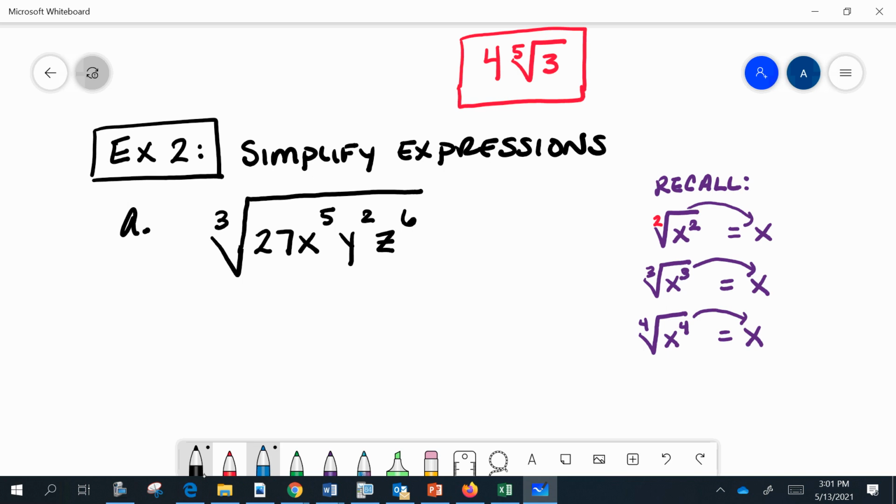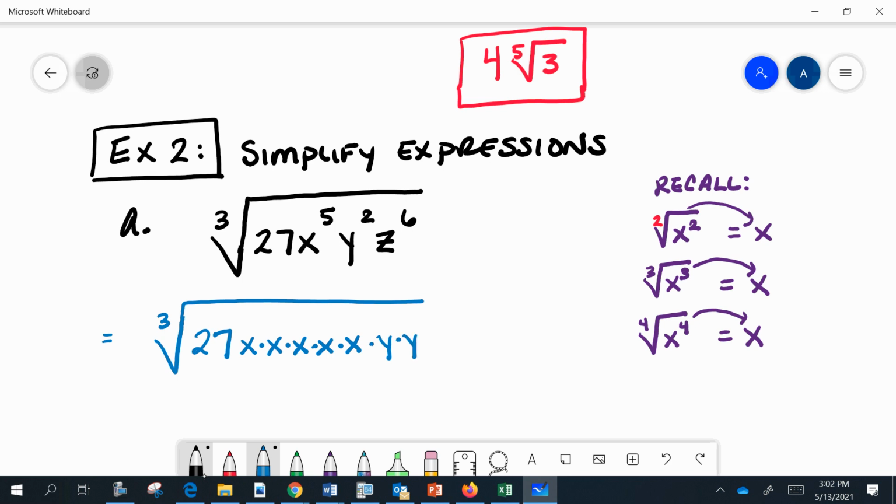Now what I'm going to do is write this problem out, and we're going to do this the long way. Then I'll give you a shortcut, and we can do these a little bit quicker. So this is going to be 27. X to the 5th, I'm going to expand out to be 5 x's, right? Y squared is going to be y times y, and z to the 6th means that there are 6 z's multiplied together. 1, 2, 3. Okay, so I think I got all my variables here correctly.